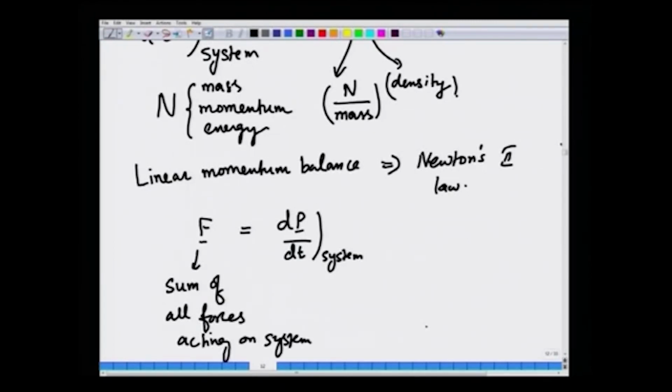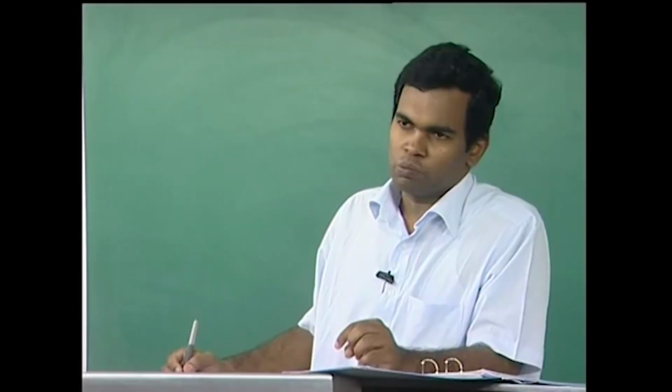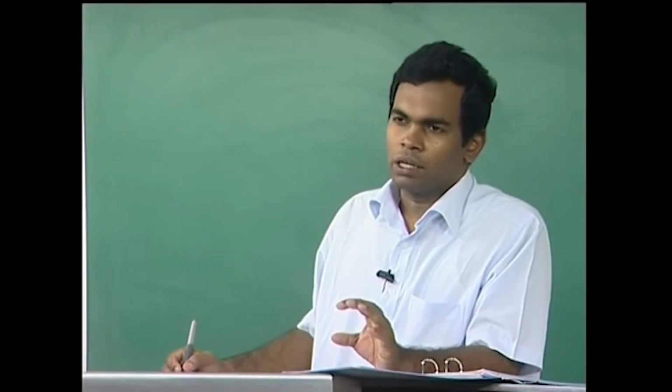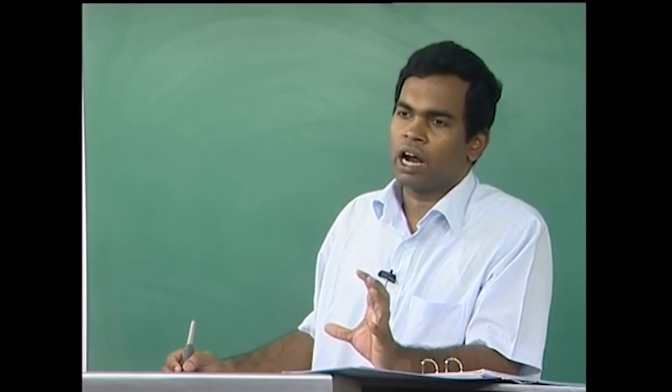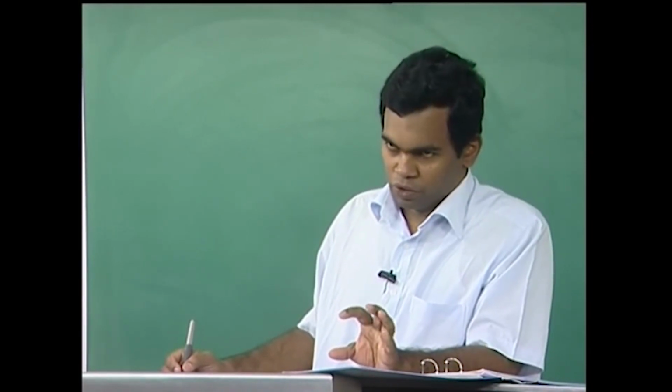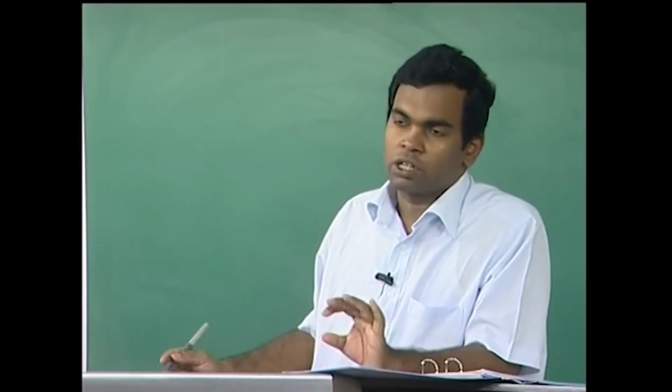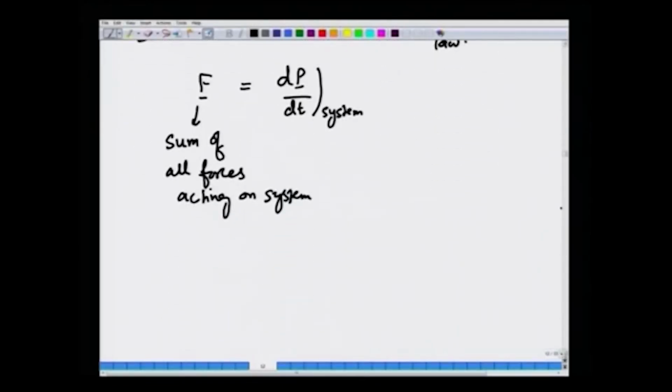Now, Newton's second law cannot be directly applied to a control volume, because Newton's second law is applicable only for an identifiable piece of matter, which is what the system is, whereas a control volume is not an identifiable piece of matter, because fluid can come in and go out, and therefore, it clearly cannot be called a system. So, Newton's second law is in fact applicable only to the system.